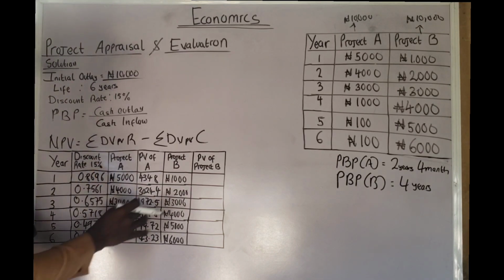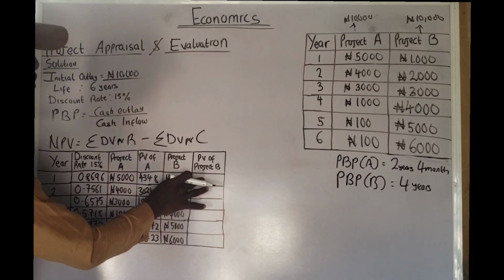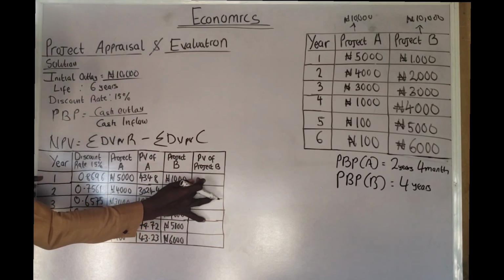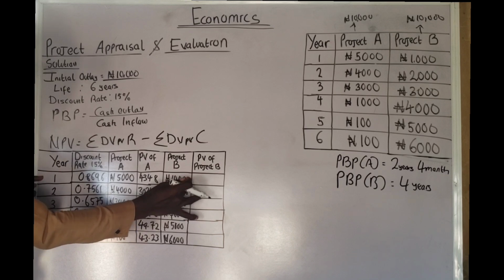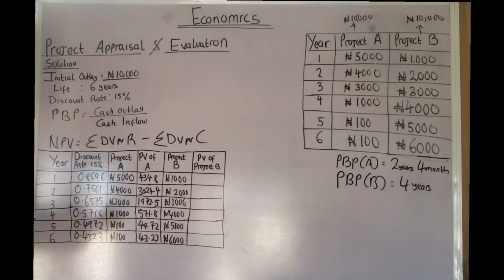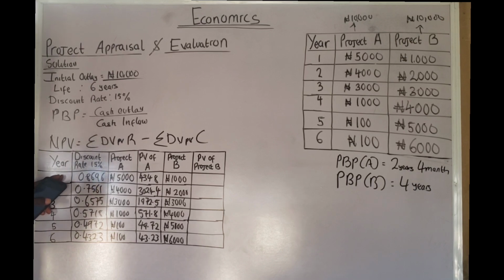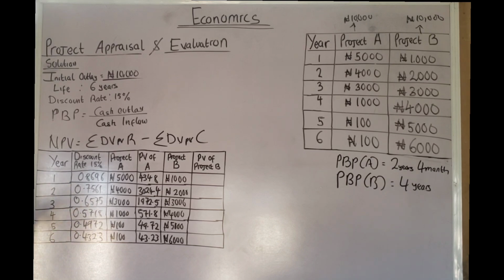For project B, the present value for the first year will be the product of the discount rate of the first year and the income stream of project B for the first year. You understand? Listen again. For project B, the present value of the first year will be the product of the discount rate at 15% for the first year multiplied by the income stream of project B for the first year. So for this, I'm going to have 1,000 naira multiplied by 0.8696.